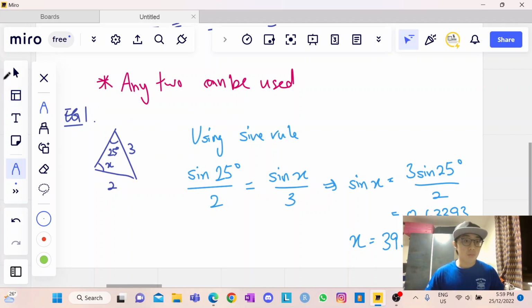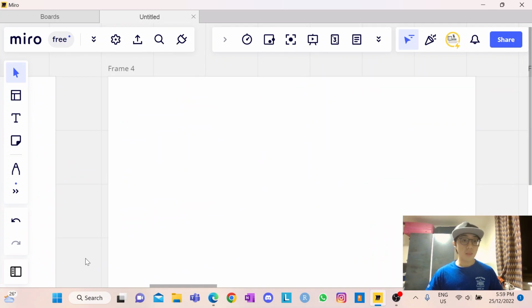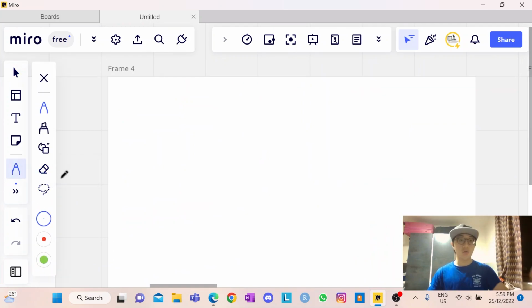Now we are going to move on to the cosine rule. It's actually just that simple. You just need to remember sine of the angle over the length, and it's the angle opposite to the side of the triangle.